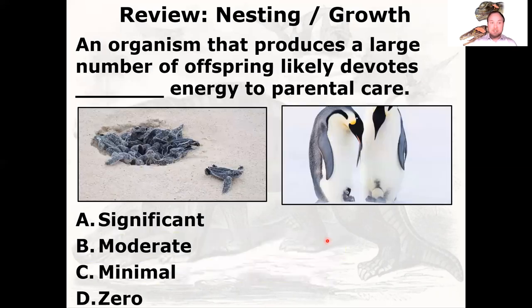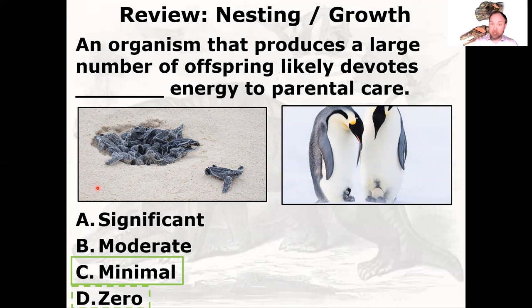So the next question: an organism that produces a large amount of offspring, like these turtles here, likely devotes how much energy to parental care? Give you a couple seconds. And the answer is minimal, and really, in this case of sea turtles, zero. It's not a hard and fast rule, but the more offspring there are, the less the parents tend to be involved.